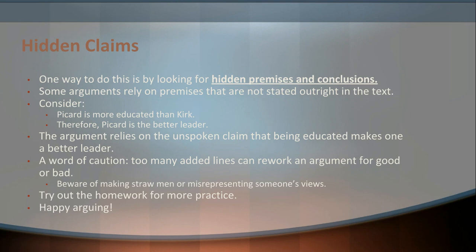Now, we hinted at this just a little bit previously, when I think at the end of the last lecture, I did actually make a comment about one or two of our example arguments relying on an unspoken premise, a premise that was not part of the actual written argument. And sometimes this is very much the case. There are simply some arguments that don't list all of their premises right there in the open for you to see. Consider this example. Picard is more educated than Kirk, therefore Picard is the better leader.